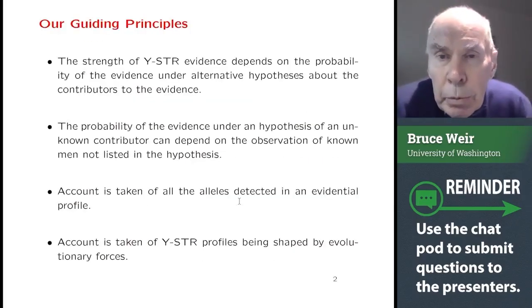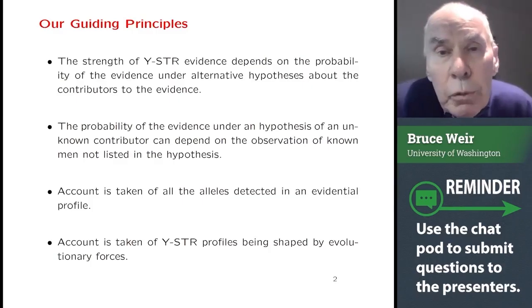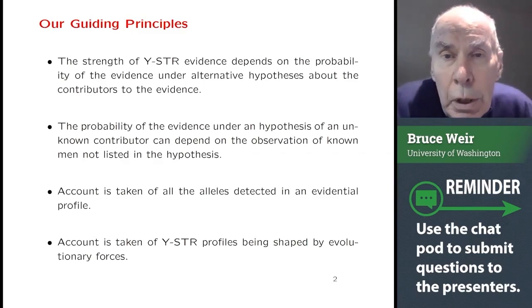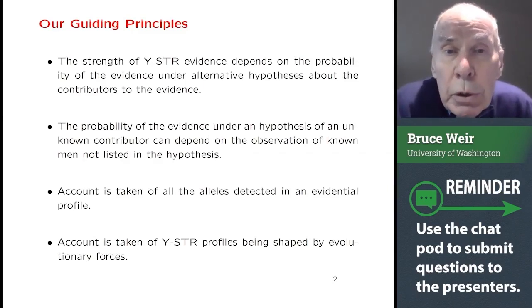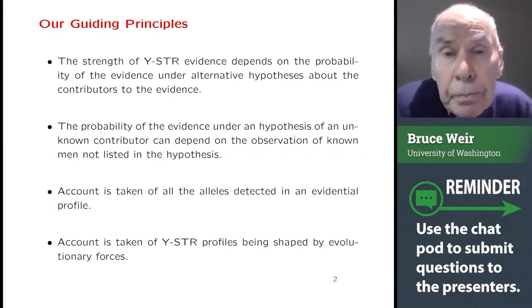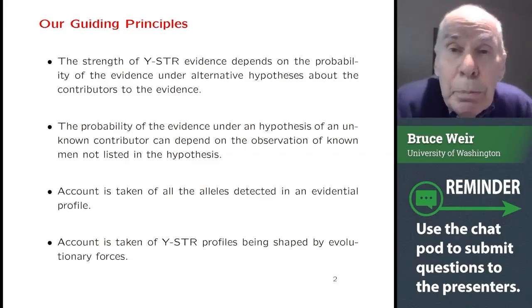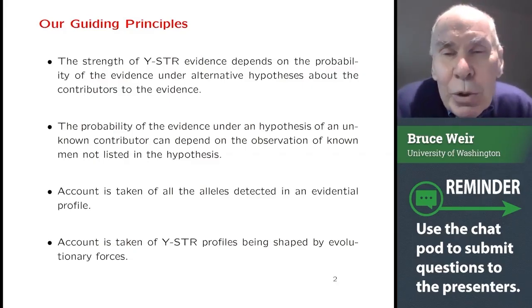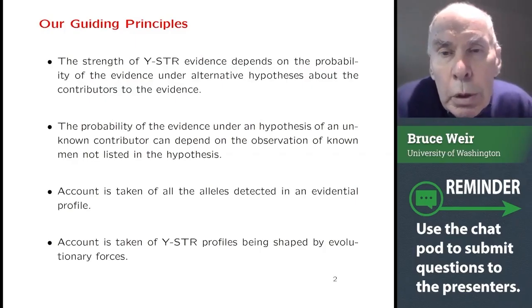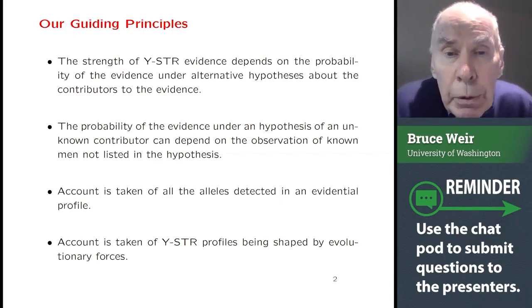So we have some principles to help us set up some methods for interpreting Y-STR data. The first one is that we're going to approach evidence by looking at the probabilities of the evidence under alternative hypotheses about the contributors. For example, for a single contributor stain, one hypothesis is that the person of interest was the contributor, and the alternative would be that no, someone else was the contributor. It does help, though, to articulate those hypotheses. And then we calculate the probability of the evidence under each hypothesis.